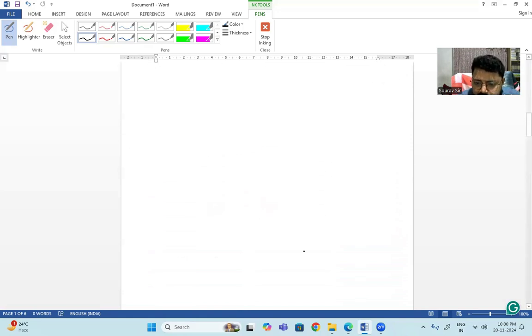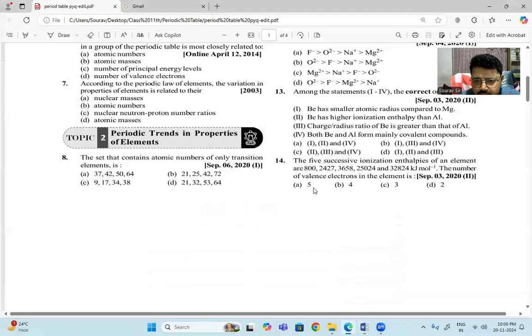So let us take an example. Let us take a question. Suppose this is a question: if the 5 successive ionization enthalpies of an element are 800, 2427, 3658, 25024, and 32824 kilojoules per mole, the number of valence electrons in the element is. If this type of question is given to you in your exam, what will you do?